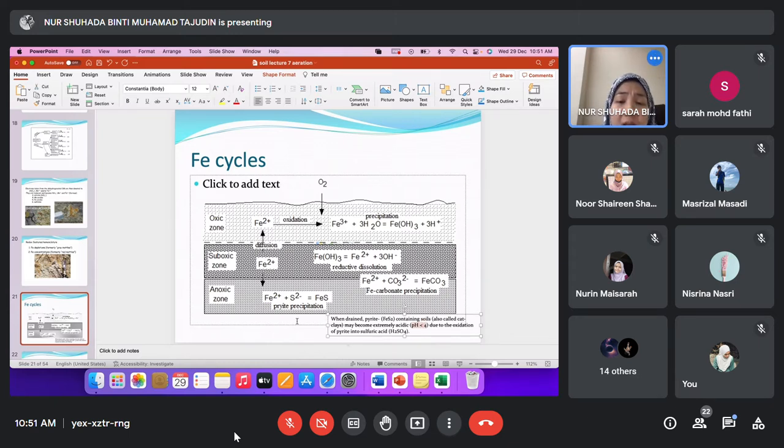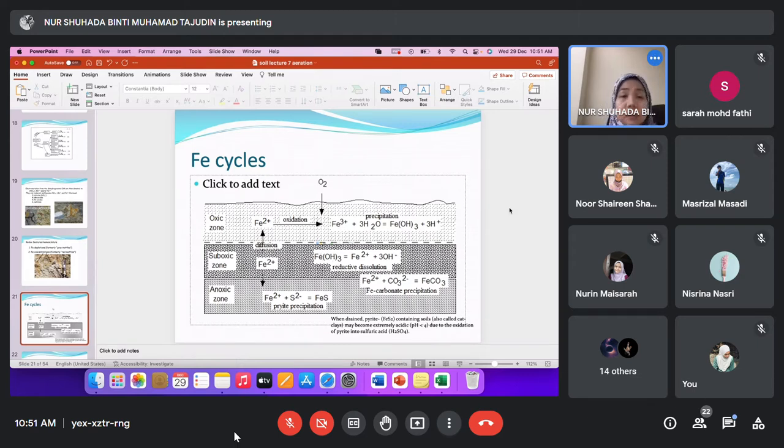Kita tak nak pyrite ni naik atas. Kita tak nak dia teroksida, sebab the problem is bila dia teroksida dia akan hasilkan even worse pH. So if it's in Fe2, depends. Dia boleh change terus kepada Fe3 kalau kawasan tu dikeringkan terus. Dia boleh jadi separa, which is sub-oxic, ada oksigen sikit, ada water sikit, dia jadi Fe2 dulu. Tapi sometimes dia boleh jadi Fe3 terus.